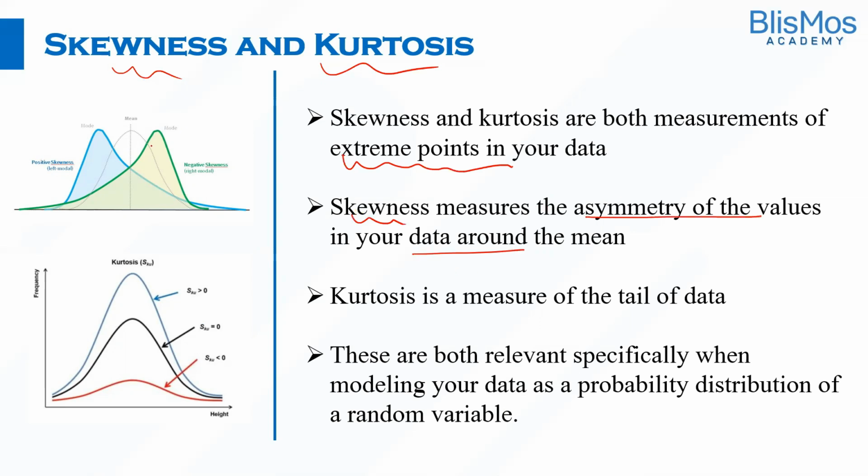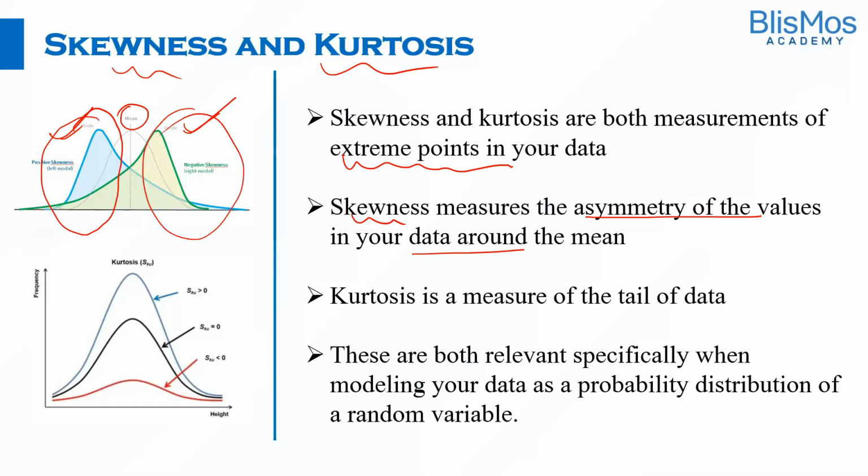For example, here, if you see, this is the mean. Is it positively skewed or negatively skewed? This is the positive skew, or this is the negative skew. Means if you are having a skewness on the left side of your mean, it is mostly a positive skew, and on the right side it is negatively skewed.